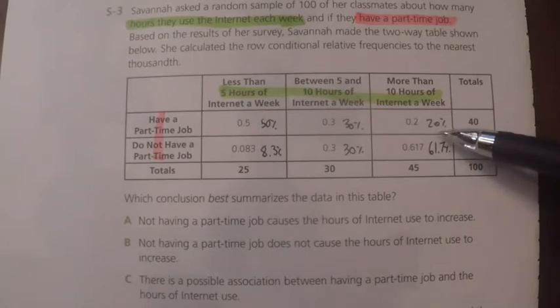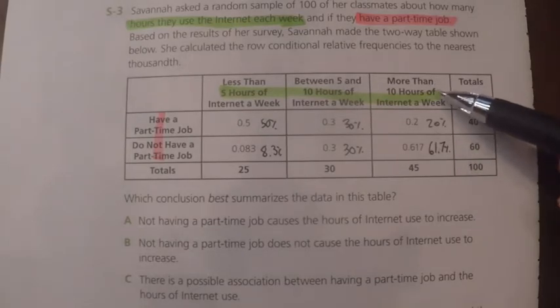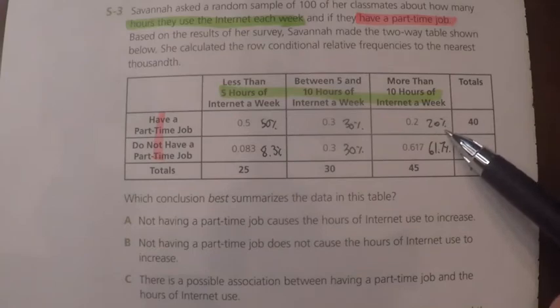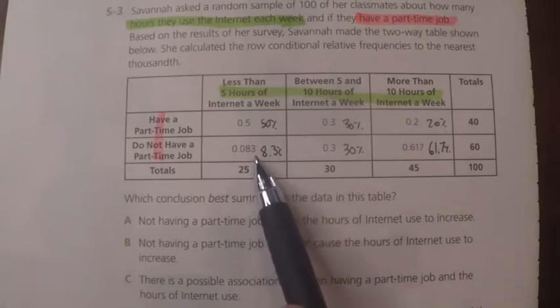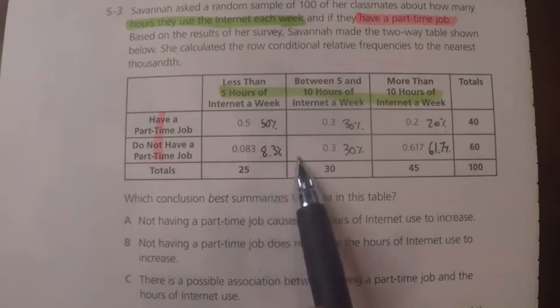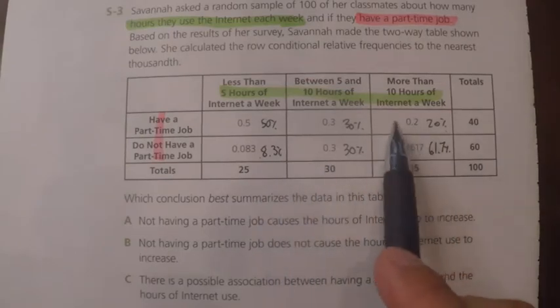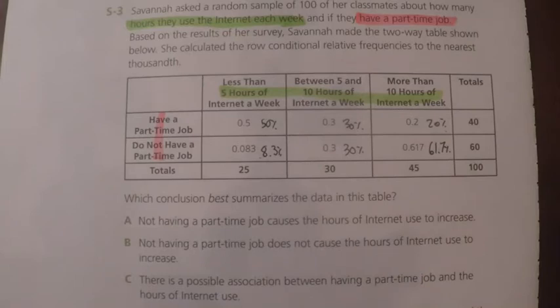But then when we look here at the end, people who use more than 10 hours of internet a week, 20% of those who use more than 10 have a part-time job, while 61.7% of those do not have a part-time job. So again, a big difference here. So when we take a look at this trend here, those who do not have a part-time job tend to use more internet than those who do have a part-time job, or more hours of internet during the week.